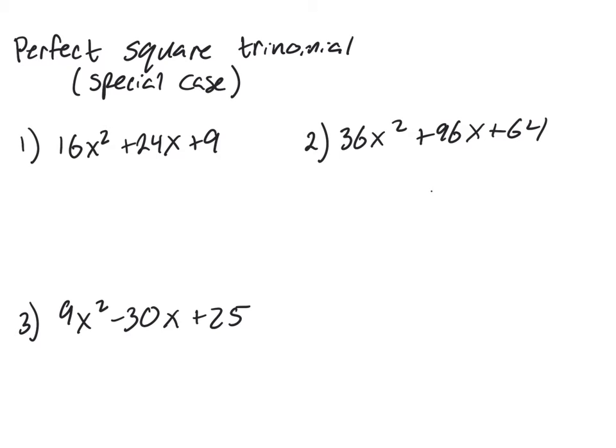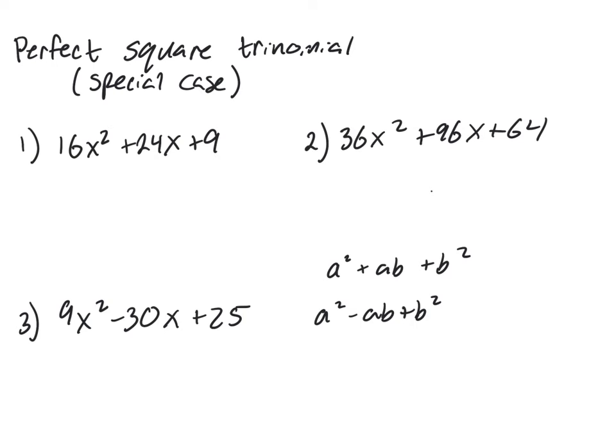Okay, so sometimes there's a special case for trinomials. They're called perfect square trinomials. So we have 2 kind of generic situations here, right? We have a squared plus 2ab plus b squared, and we have a squared minus 2ab plus b squared.